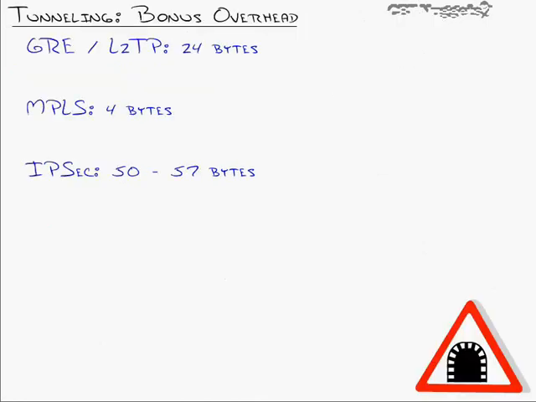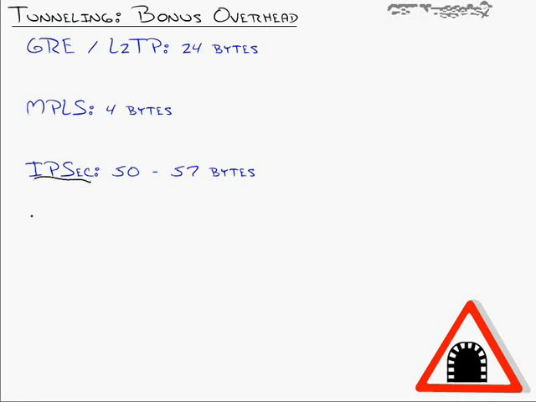If you are tunneling your traffic, you have some bonus overhead to calculate in there. GRE or L2TP tunnels are not used as often. L2TP is usually a Microsoft client or style of VPN. Those are going to add about 24 bytes of header information. If you're running across an MPLS network, that's a type of tunneling. It adds a 4-byte tag to the front of your packet, so with MPLS we have to include that.